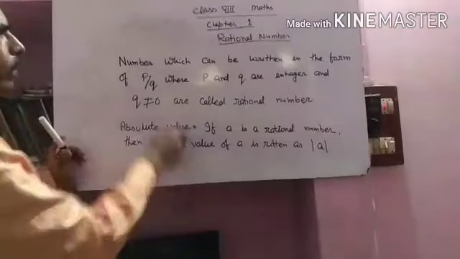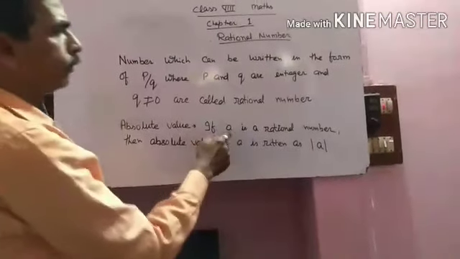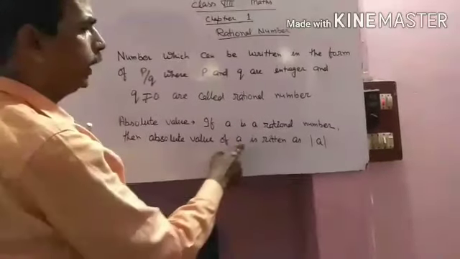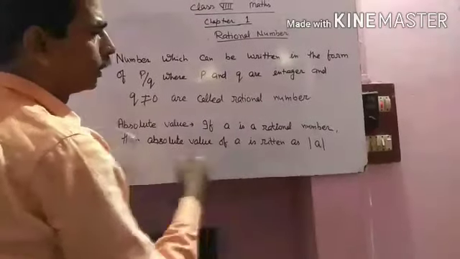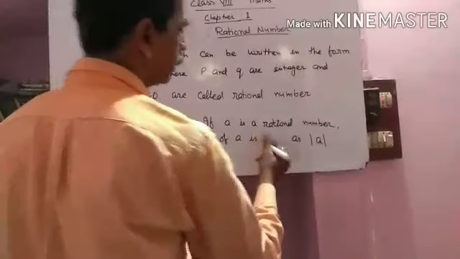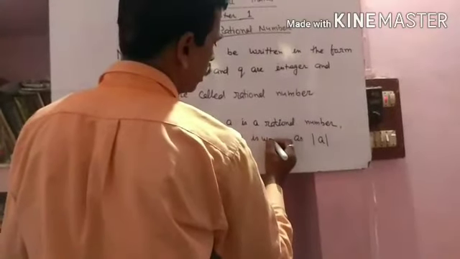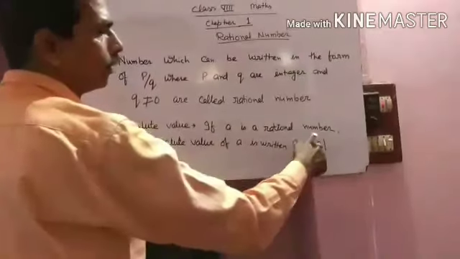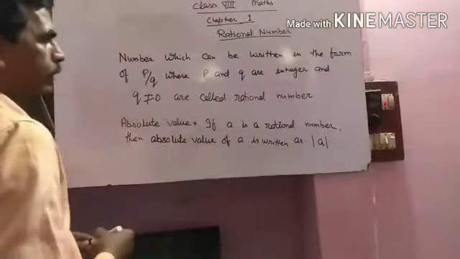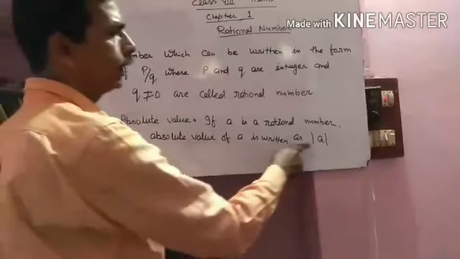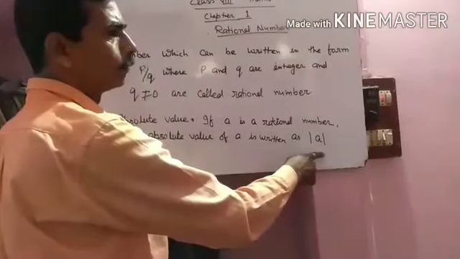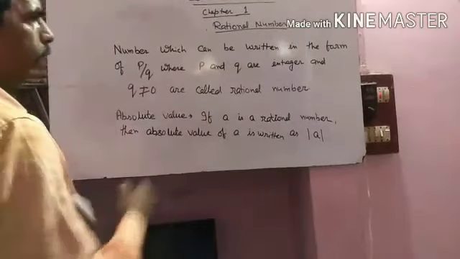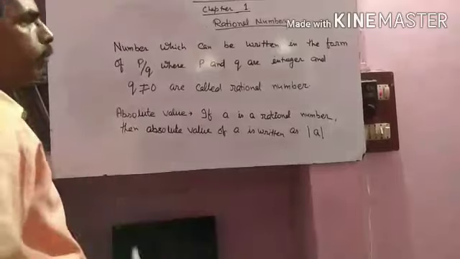Now about the absolute value. If a is a rational number, then the absolute value of a is written as mod a. Absolute value of a is written as mod a. So it becomes a rational number, in the case of a positive number.